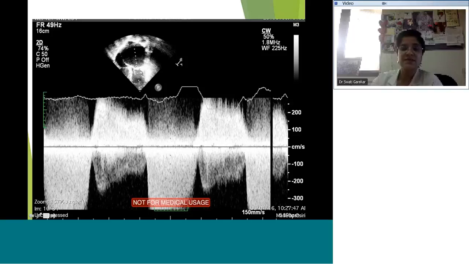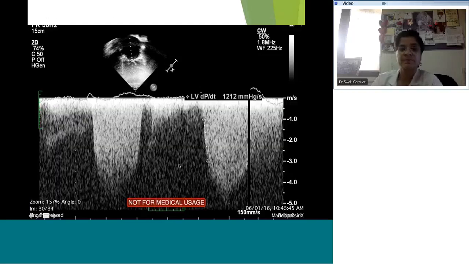Showing you the inflow intensity versus the regurgitant jet intensity. So very, very similar, indicating severe mitral regurgitation. So DPDT, if you all remember, DPDT 1212 mmHg per second is normal, but what we want is for it to be higher.